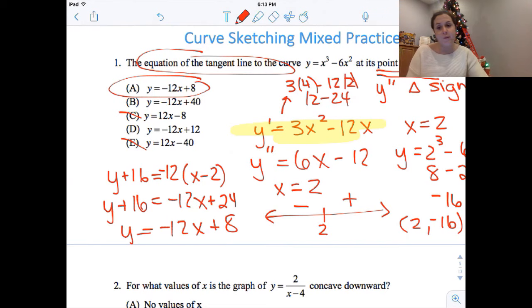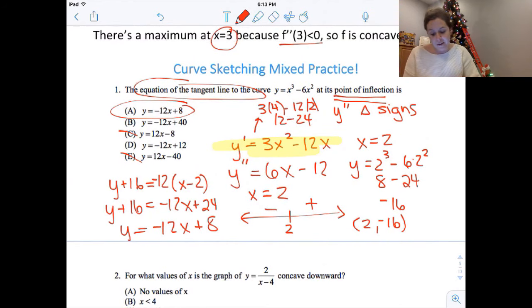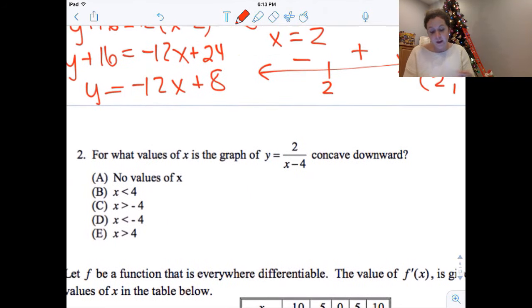All right, continue to send questions as you have them. Let's look at another second derivative one. For what values of x will this be concave downward? Concave downward should make you think second derivative. Downward should make you think negative, right? So I'm going to find the second derivative of this, and I'm going to see where it's negative.